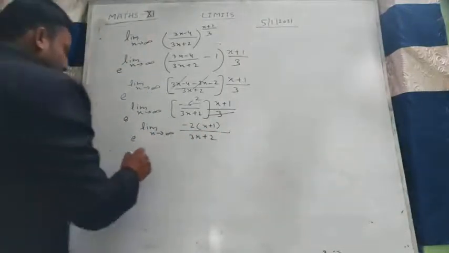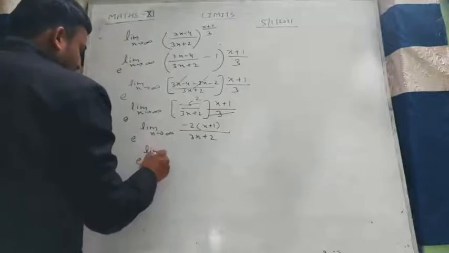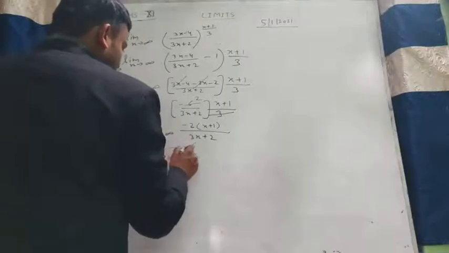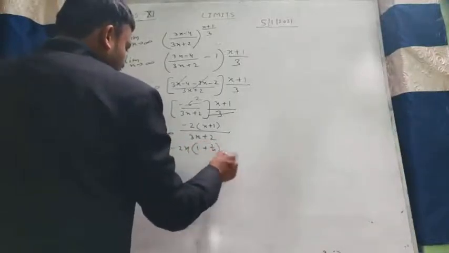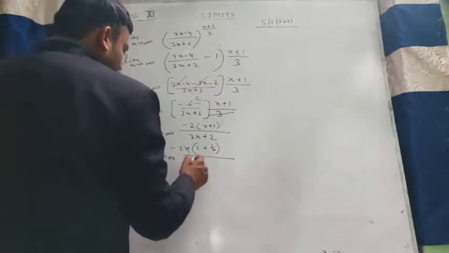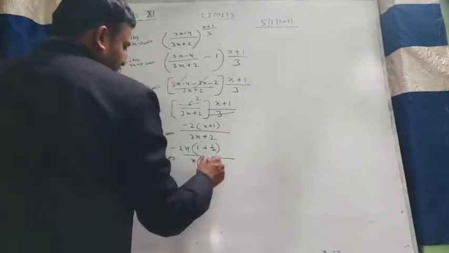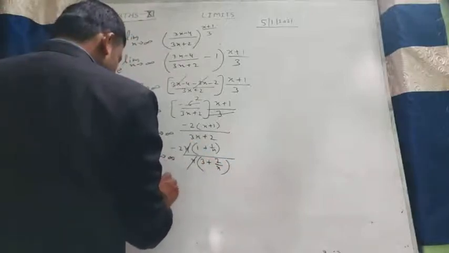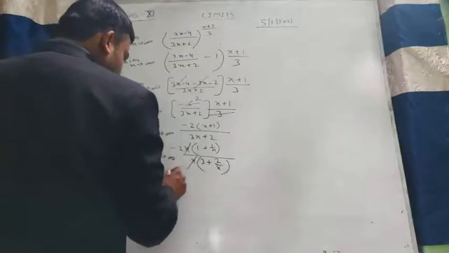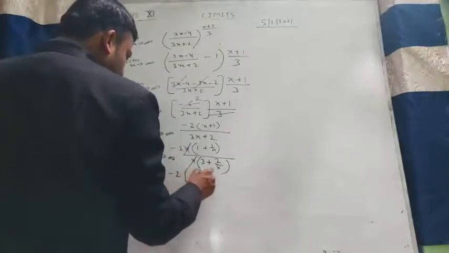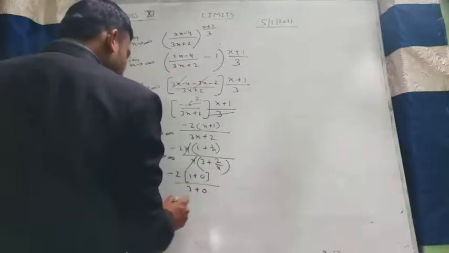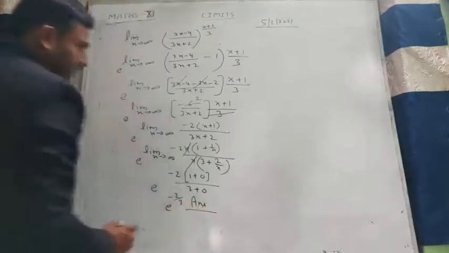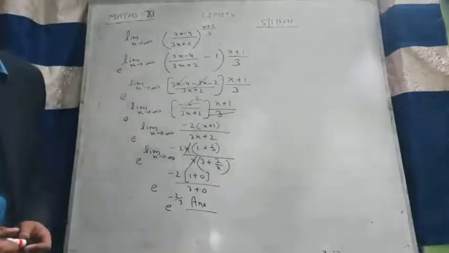Now we are taking x common, and this is 1 plus 1 by x. Taking x common from the other term, you get 3 plus 2 by x. This x and x will reduce, and now we put the limit. We get minus 2, and this part is 0, and 3 plus 0, so we get e to the power minus 2 by 3, and it will be our required result. I hope you understand.